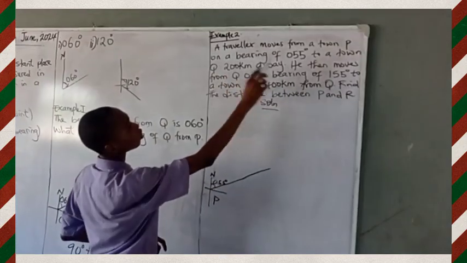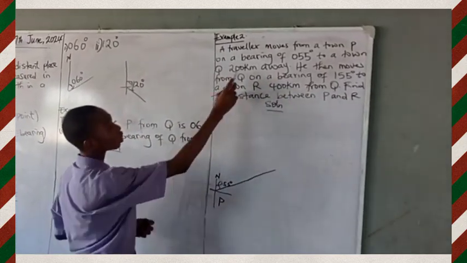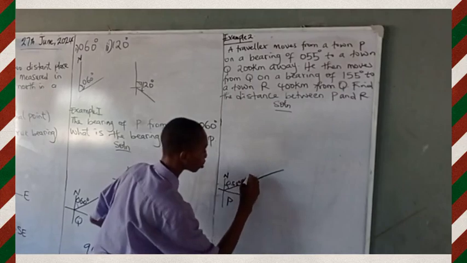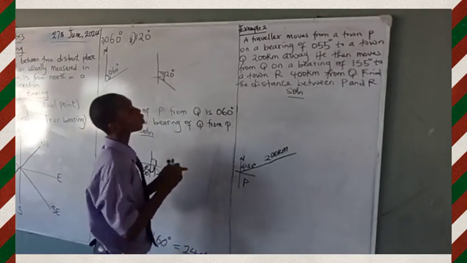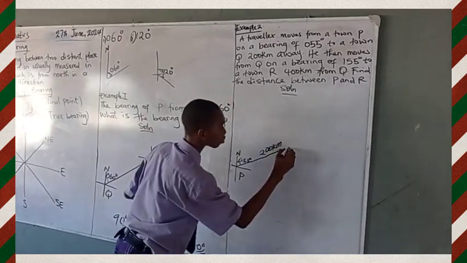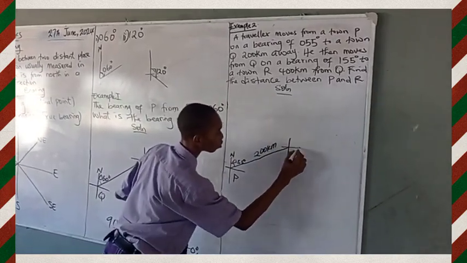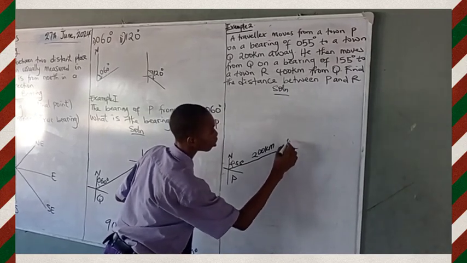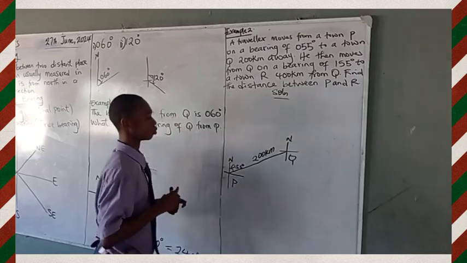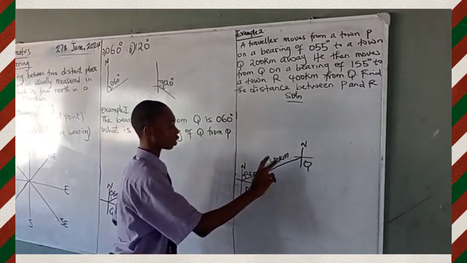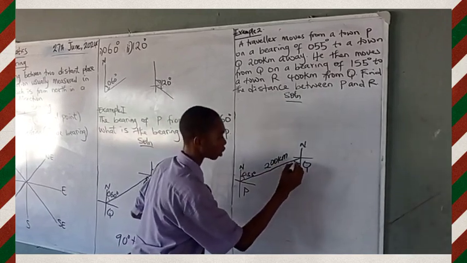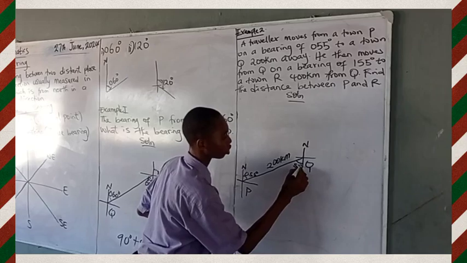Down to a town Q, 200 kilometers away. So from here to here is 200 kilometers away, to a town Q. So this will be our town Q. This is our north pole. From our previous example, these angles are alternate, so they are equal. So from here to here will be 55 degrees.